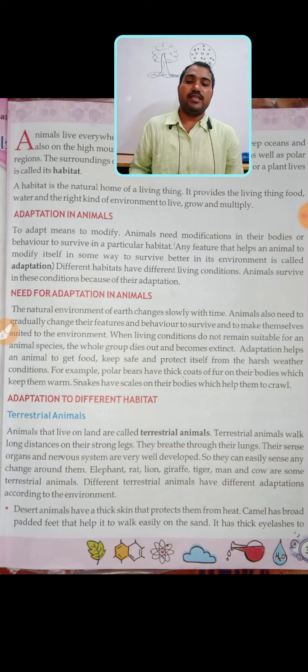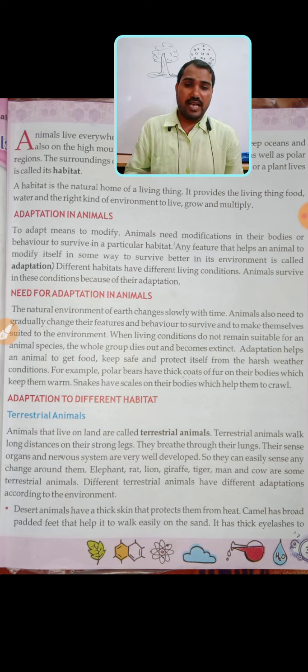For example, desert animals have thick skin that protects them from the heat. If the temperature is very high and there is a lot of heat, how do terrestrial and desert animals survive there? For that they have very thick skin, and that thick skin protects them from the heat.